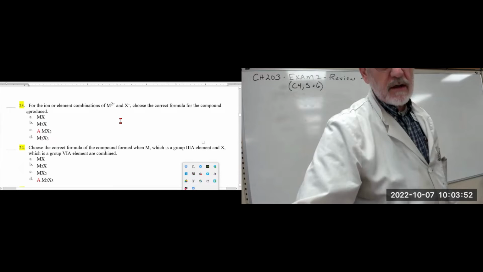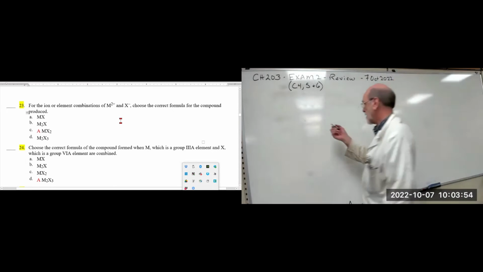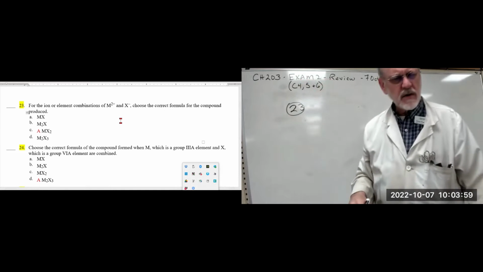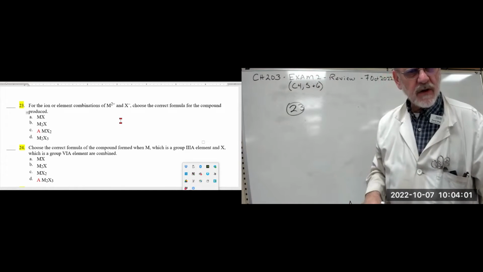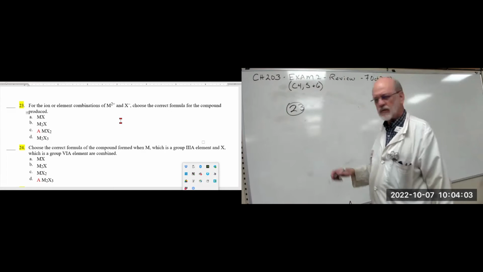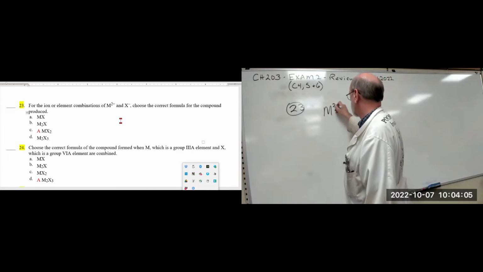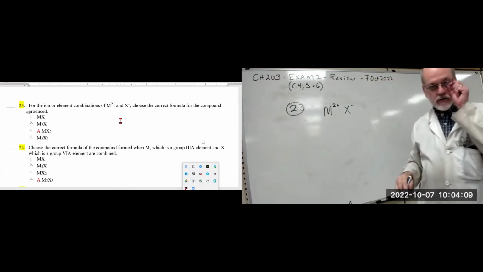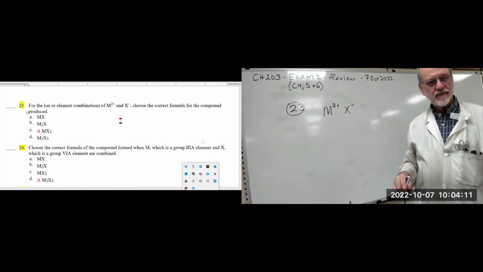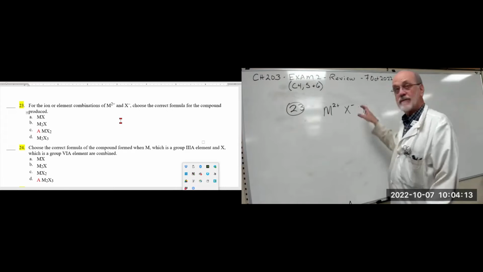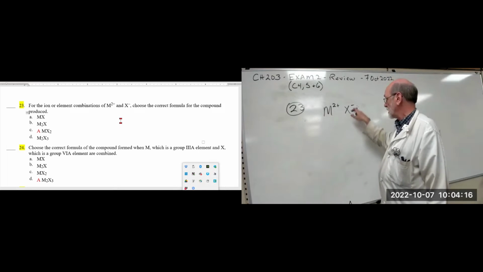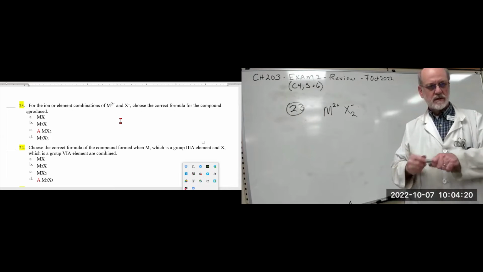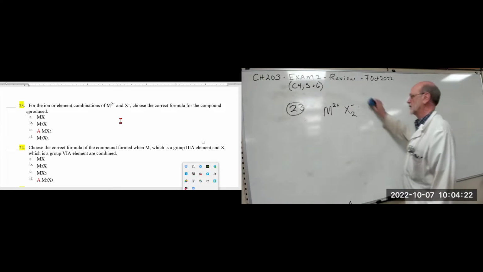All right, 23. Do we need to do this one? For the ion or element combination M2+ X-, choose the correct formula. All right, so you just balance the charges. You need 2 minuses, correct? So it's MX2. That was easy.